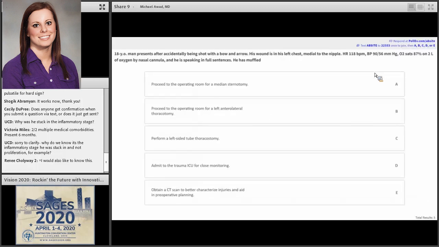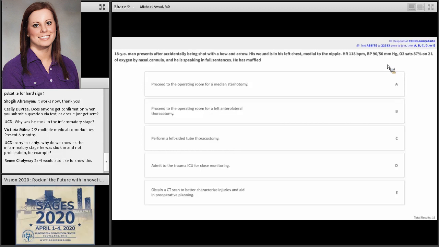An 18-year-old man presents after accidentally being shot with a bow and arrow. His wound is in his left chest, medial to the nipple. His heart rate is 118, blood pressure 90/56, O2 sat of 87% on 2 liters of oxygen by nasal cannula, and he is speaking in full sentences. He has muffled heart sounds and jugular venous distension. A chest X-ray reveals a large left-sided pneumothorax. Cardiac FAST exam reveals a thick black line outside the heart and within the pericardium. What is the next step in management?